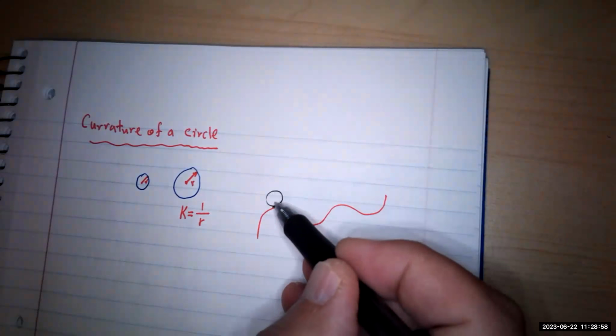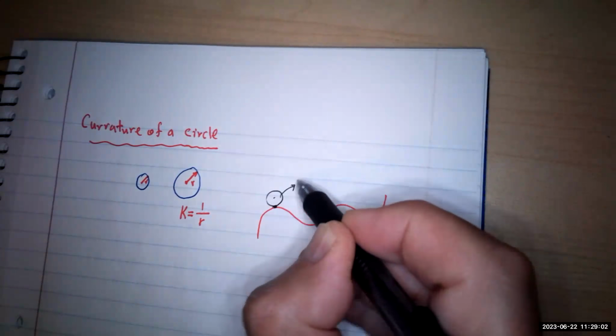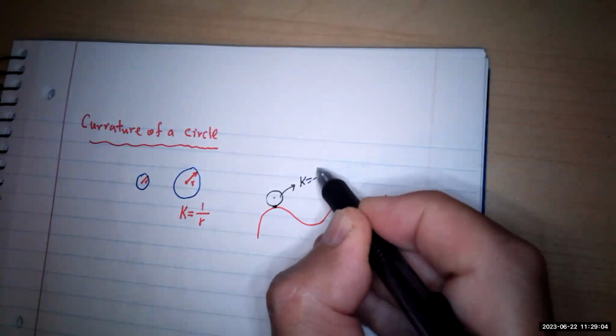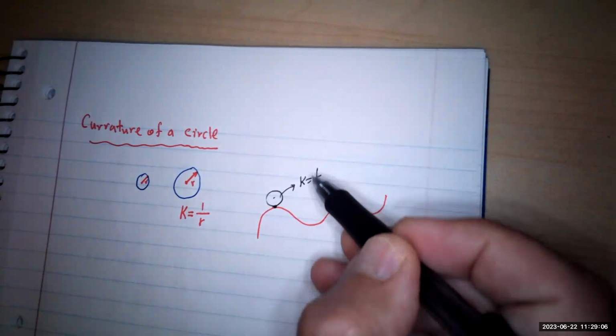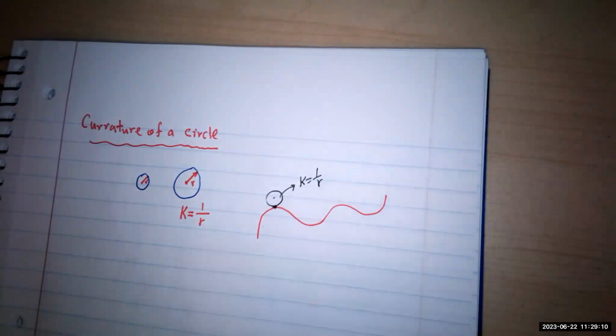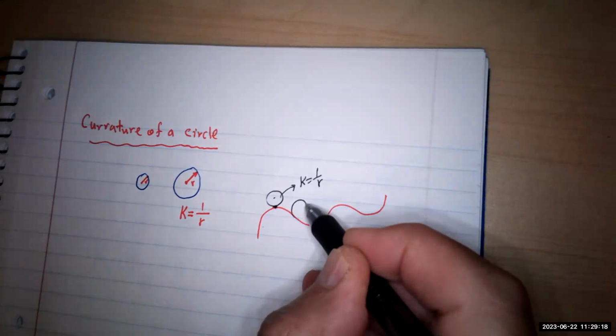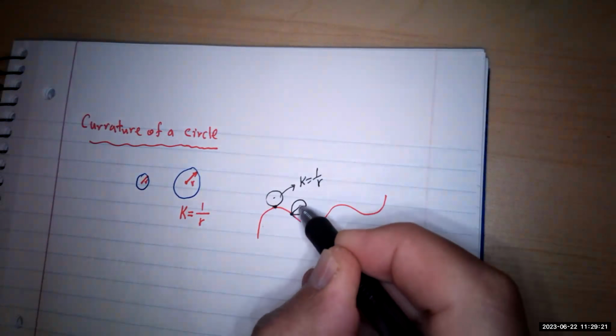And we know that the curvature of this circle, K, is going to be equal to 1 over R. So we can show that the curvature of the curve at this point is going to be exactly the same as the curvature of the circle. At any point, they move this circle. If you move the circle over here, then you're going to do the same thing.